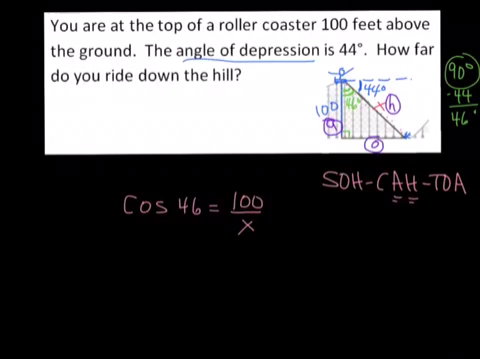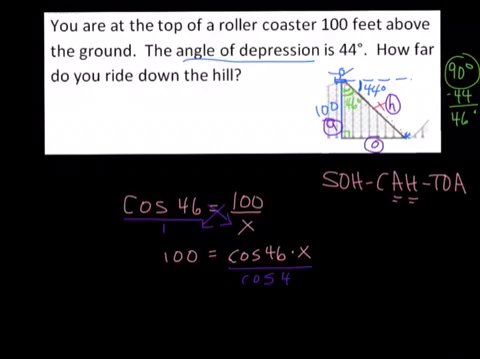Okay, so now we can simply use a proportion. We can turn this into a fraction. Now we can use a cross multiplication to solve. So 100 times 1 is 100, and the cosine of 46 times x is the cosine of 46 times x. To solve for x, we need to divide by the cosine of 46 because they're being multiplied. So I'm going to divide this side by the cosine of 46 to cancel these out, and I would need to then divide by the cosine of 46 over here.